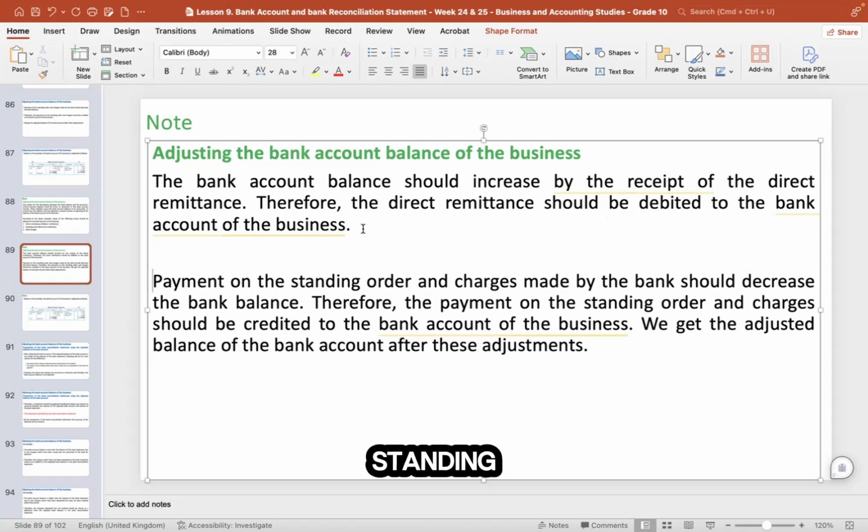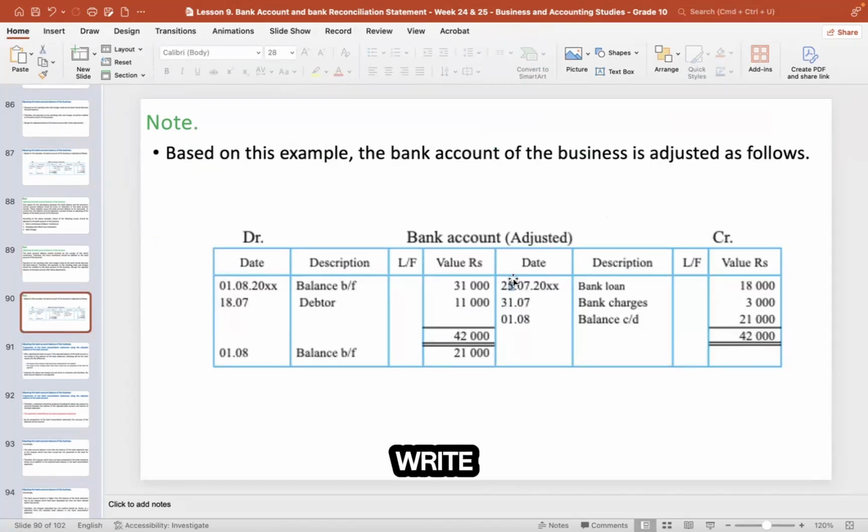Payment on standing order and charges made by the bank should decrease the bank balance. Therefore, the payment on standing order and charges should be credited to the bank account of the business. Then we get the adjusted balance of the bank account after these adjustments. So once you do that, you have to write this.